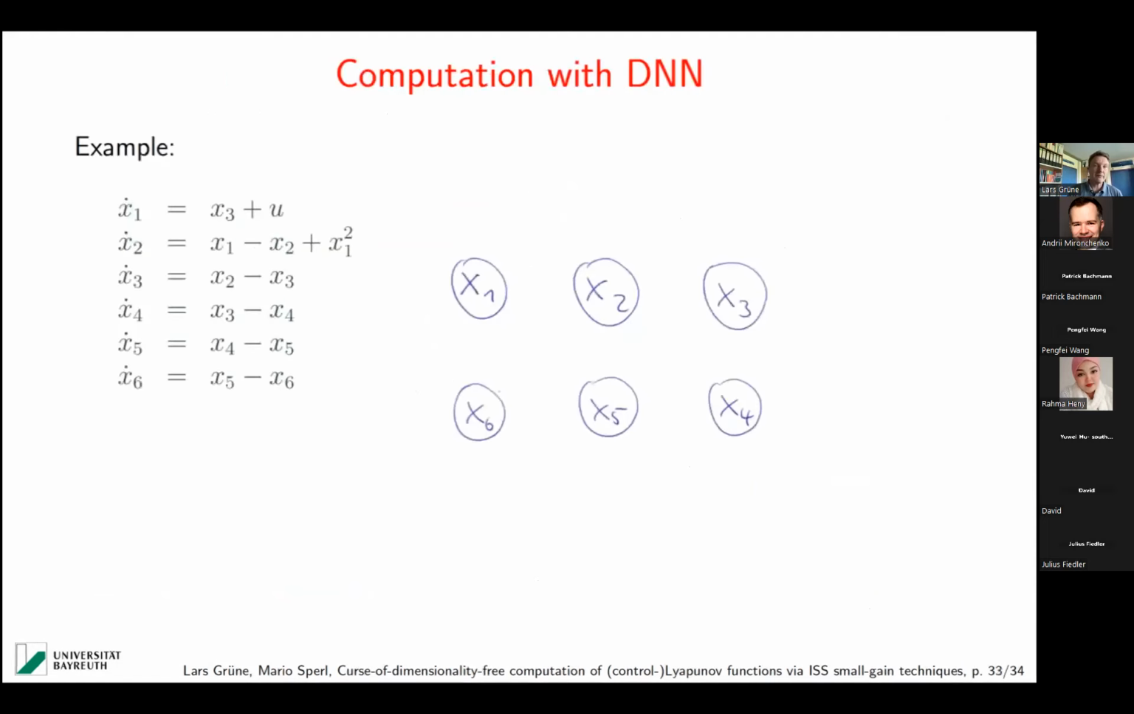Here's a concrete numerical example, much simpler. Now the subvectors are simply one-dimensional, so Z1 is just X1, Z2 is X2, and so on. If you look at this system, you see that X1 is influenced by X3, so there should be an arrow over here. X2 is influenced by X1, so there should be an arrow here. X3 by X2, so an arrow here, and so on. So the graph would look like that.